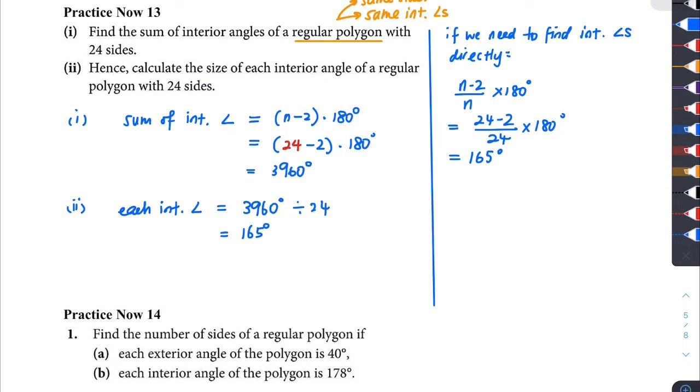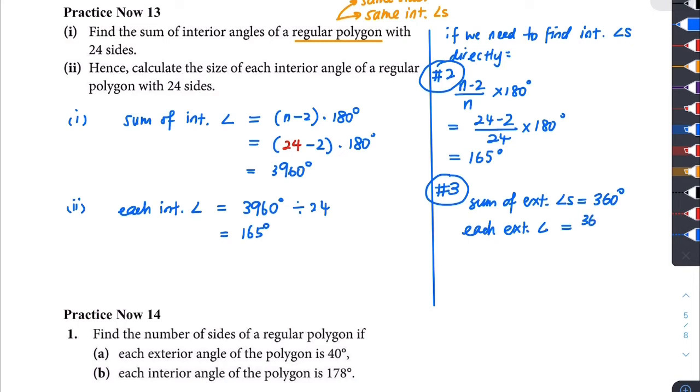Okay, now an alternative way, this is method 2. Another alternative way is this. You can look for your exterior angles first. Because you know that the sum of your exterior angles is going to be 360, and each exterior angle is going to be 360 divided by 24 sides. We have 15. So each interior angle is simply 180 degrees minus 15, which is also 165. So you can also see that sometimes the sum of exterior angles may be a more convenient way of finding your interior angles, especially for regular polygons.